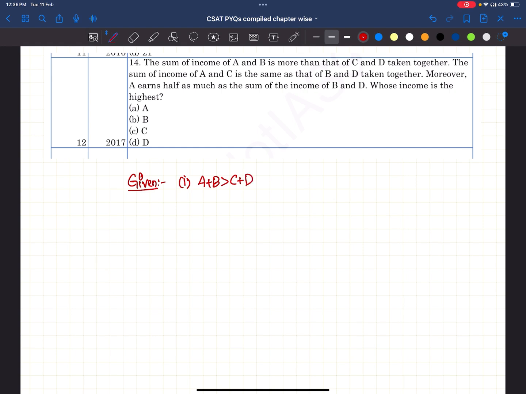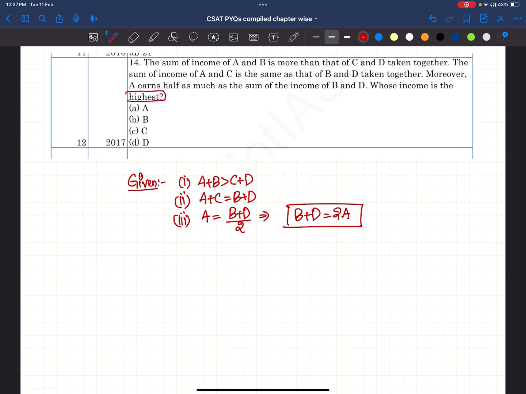The sum of income of A and C is the same as that of B and D taken together. A plus C is equal to B plus D. Moreover, A earns half as much as the sum of income of B and D. What will become? A is equal to B plus D by 2. That means B plus D is equal to 2A. Right? Whose income is highest? He is asking for the highest value.